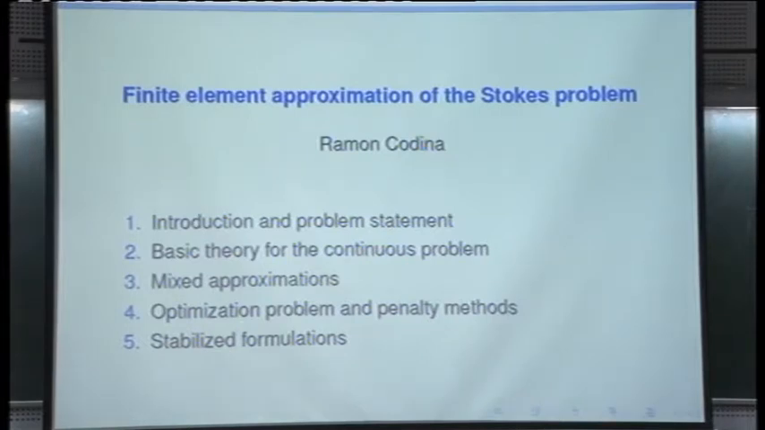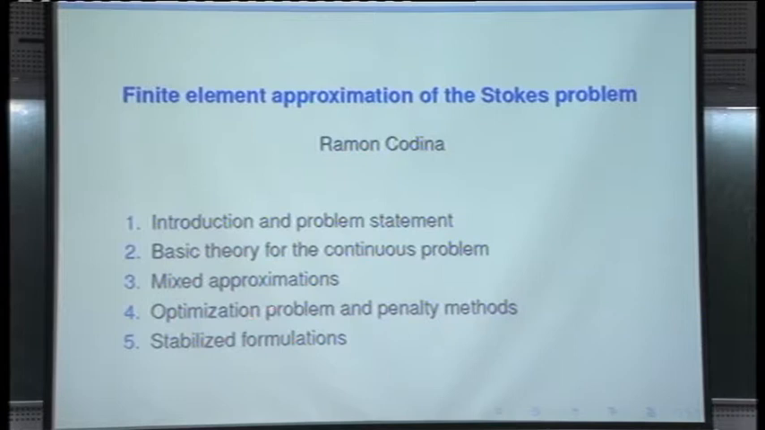Then we will talk in more detail about mixed approximations. This is something that we escaped when we were just mentioning the Stokes problem as a convection-diffusion system. Then we will talk about the associated optimization problem and talk about penalty methods. And finally, that will be very easy because we have all the background already. We will see how to use stabilized formulations for the Stokes problem. Okay.